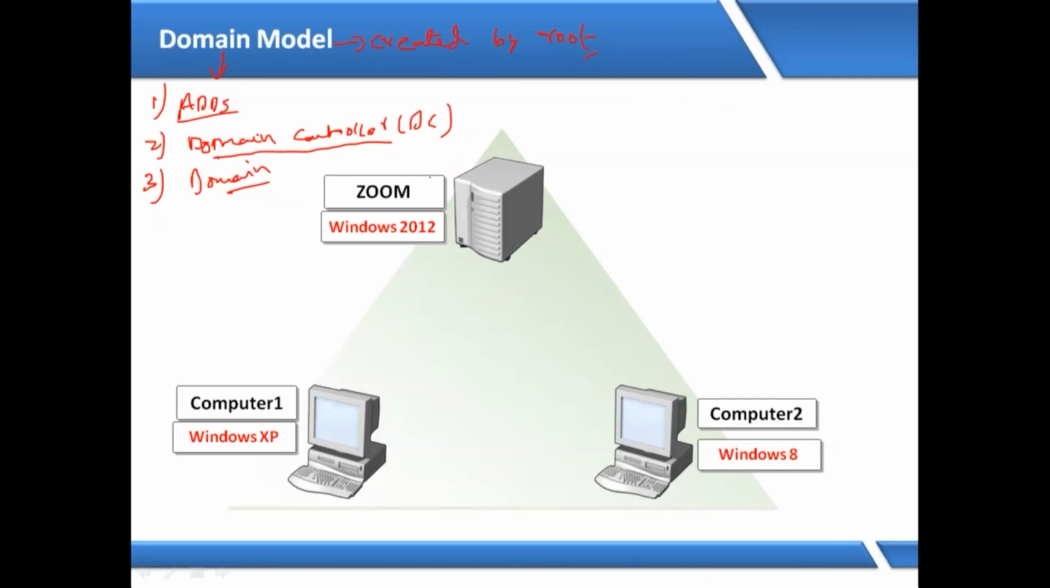So domain model is nothing but centralized administration. Centralized administration is called the domain model, which is created by the root. To make our network centralized, or a domain model, we should be aware of these three things: ADDS, domain controller, and domain.